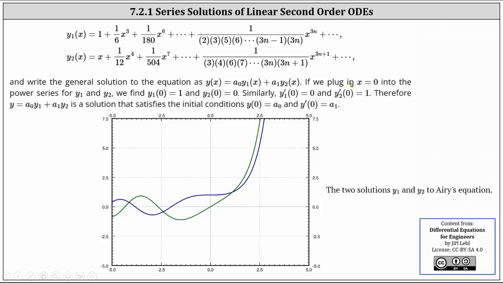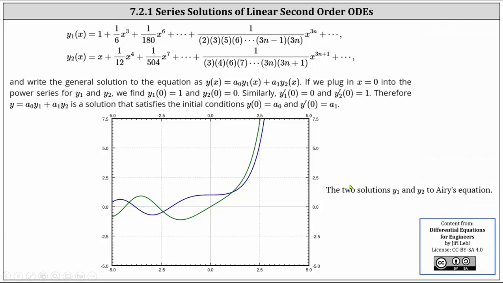of x. And if we plug in x equals 0 into the power series for y1 and y2, we can see that y1 of 0 is equal to 1 because all the other terms have factors of x, and y2 of 0 is equal to 0 because all the terms contain a factor of x. Similarly, y1 prime of 0 would be 0 because all the terms in the derivative would contain a factor of x, and y2 prime of 0 would be equal to 1 because the derivative of x is 1, and all other terms have a factor of x. Therefore, we have y equals a sub 0 y1 plus a sub 1 y2 is a solution that satisfies the initial conditions y of 0 equals a sub 0 and y prime of 0 equals a sub 1.